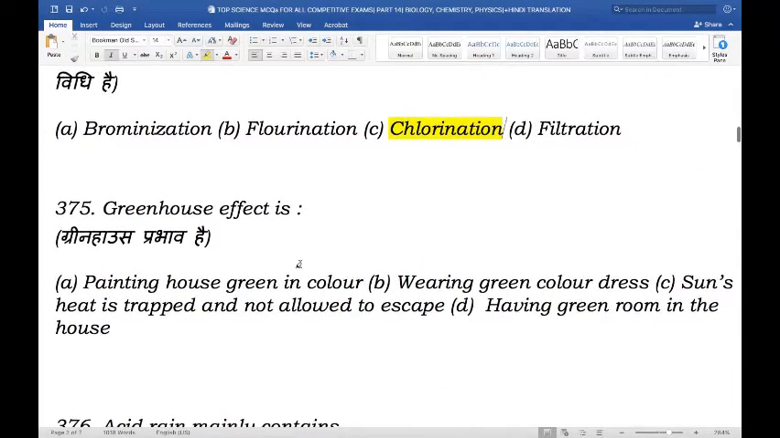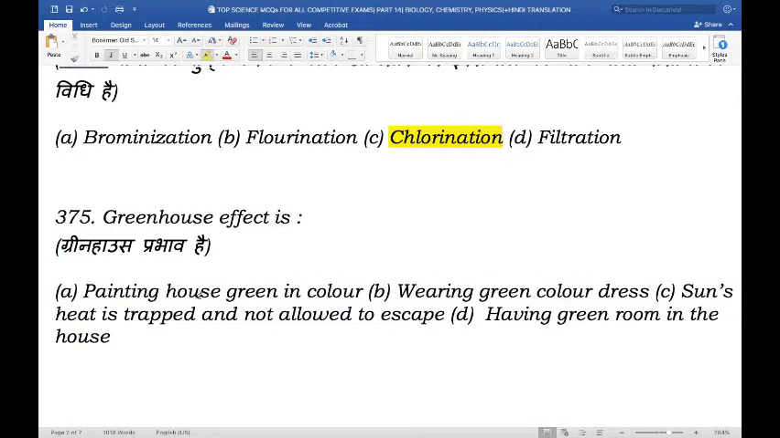Next question. Greenhouse effect is it painting a house green in color, wearing green colored dresses, or the sun's heat is trapped and not allowed to escape, or having a green room in the house? So this is a little bit self-explanatory. It is the sun's heat is trapped and is not allowed to escape. The greenhouse effect is a natural process that warms the Earth's surface. When the sun's energy reaches the Earth's atmosphere, some of it is reflected back to space, and the rest is absorbed and re-radiated by the greenhouse gases.